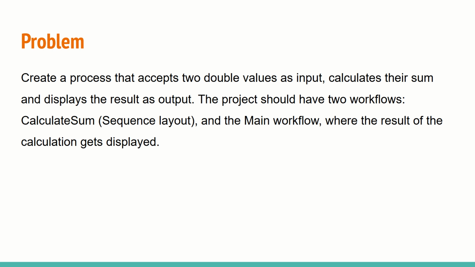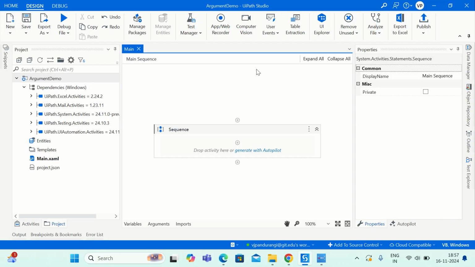One of them is calculate sum, which explicitly calculates the sum of two double values, and then there is a main workflow through which we are going to get the user input and pass it on to calculate sum sequence. So we should have two sequences, one is the main sequence and the calculate sum sequence, through which we should be able to solve this problem. Okay, so let us go to the UiPath Studio.